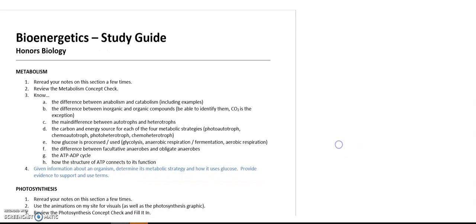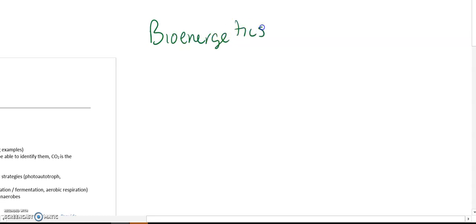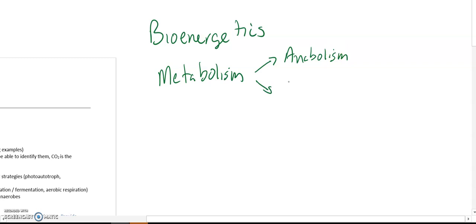So the first thing that we want to talk about, this entire unit is all about bioenergetics. So we're breaking down into 3 different sections, right? First section is going to be on metabolism. So what does metabolism mean? It's broken down into 2 parts, right? What's the buildup and what's the breakdown? Buildup is anabolism. Therefore, breakdown is catabolism. So you need to know those 2.